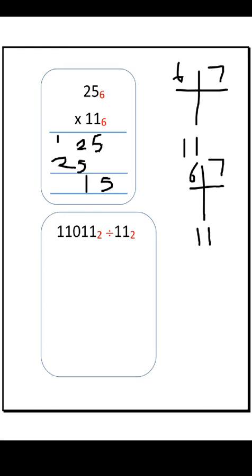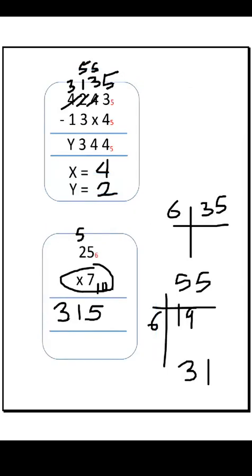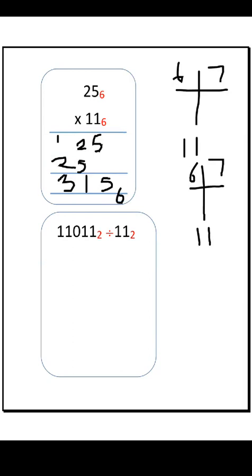So the 1, we bring it here. 1 plus 2 is 3. It's less than the 6, so you write it down. 3, 1, 5 base 6. Check what you got earlier. 3, 1, 5 base 6. So this one is also 3, 1, 5 base 6.